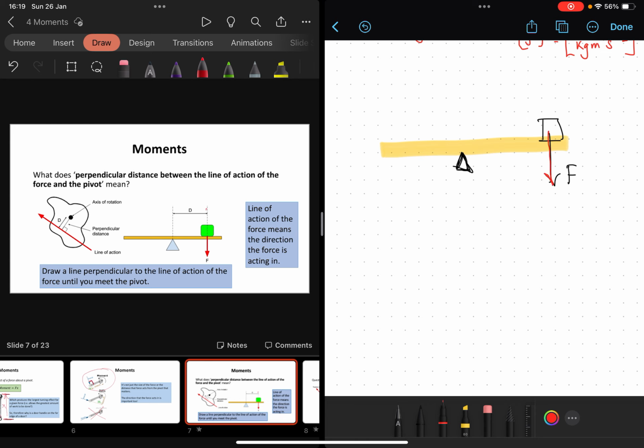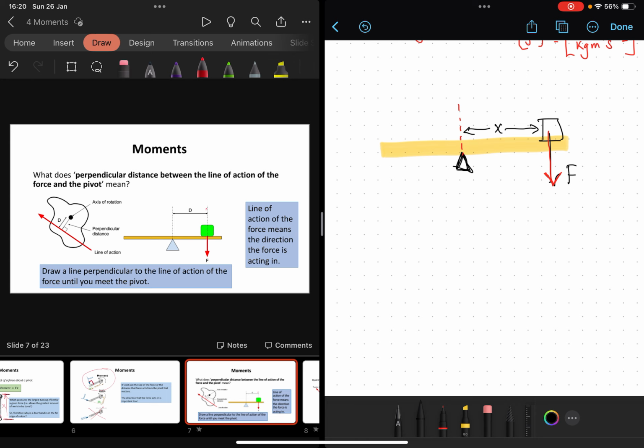So if I just overdraw the force vector, that is the line of action of the force, because the force is pointing vertically downwards. What I'm now going to do is to draw a second vertical line from the pivot so that it's parallel to the line of action of the force, and I'm going to use that to define my distance. That is what perpendicular distance between the line of action of the force and the pivot means.